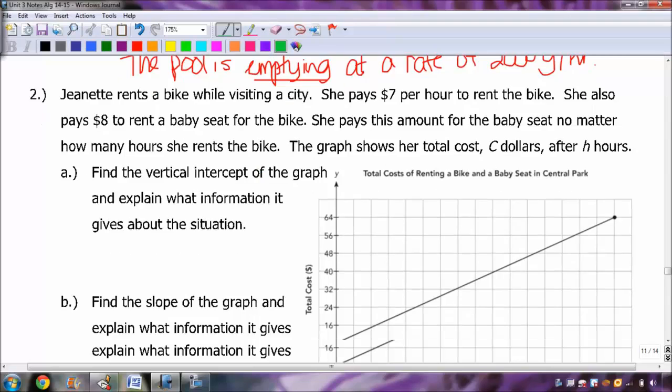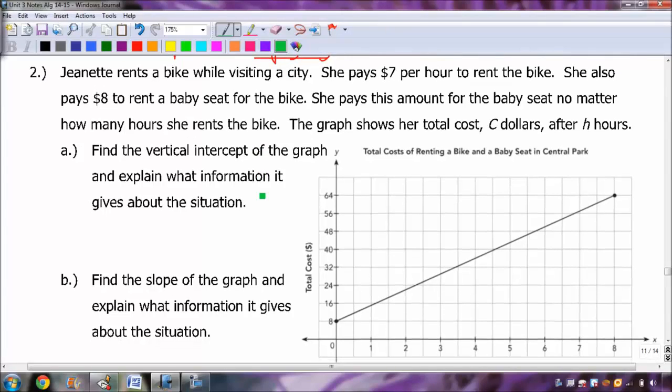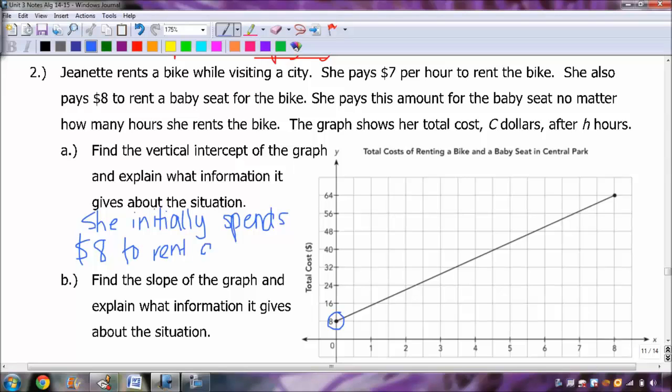Find the vertical intercept of the graph and explain what information it gives about the situation. Well, hopefully you can recognize that the vertical intercept here is $8, and what it represents is the initial amount, which is the amount that she needs to rent the baby seat. Okay, so she initially spends $8 to rent a baby seat.